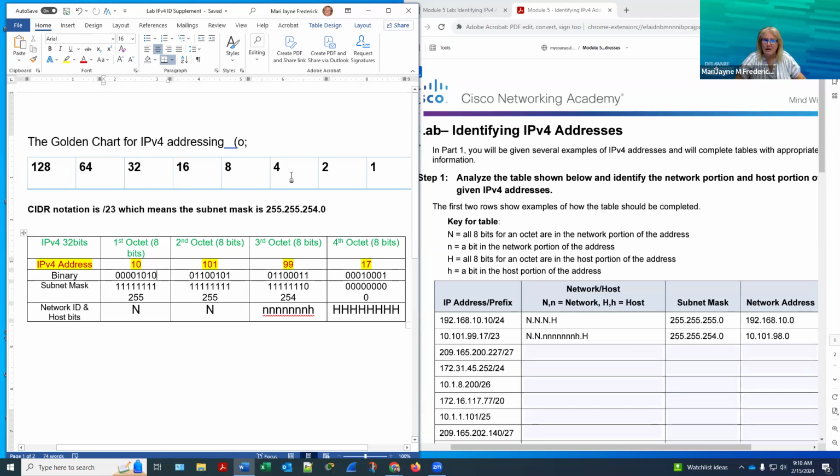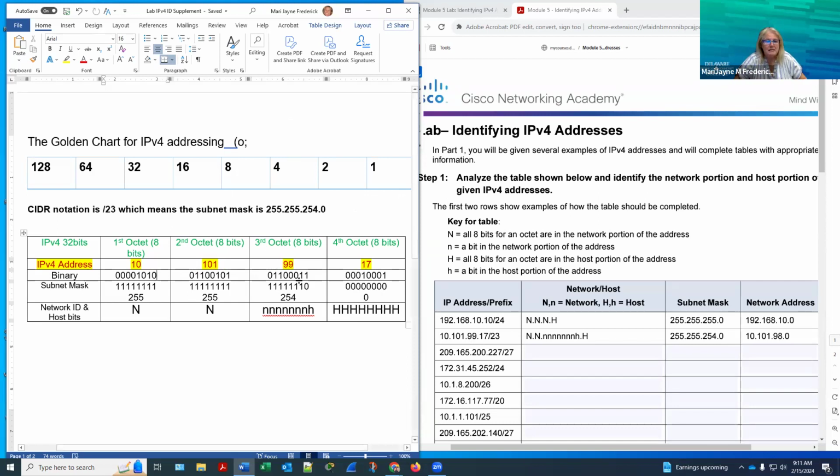96 and 4, though, equals 100, right? So it's going to be a 1 for that. However, if we do 100 plus 2, that's 102. It still takes us over. So that's going to be a 0. But if we do 1, there's our 101. So it's going to be 64, 32, 4, and 1. So 0, 1, 1, 0, 0, 1, 0, 1. All right. So that'll equate to 101 in our IP address.